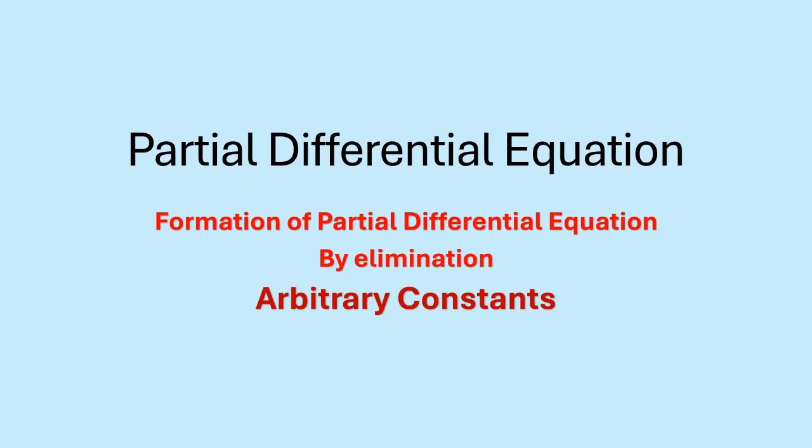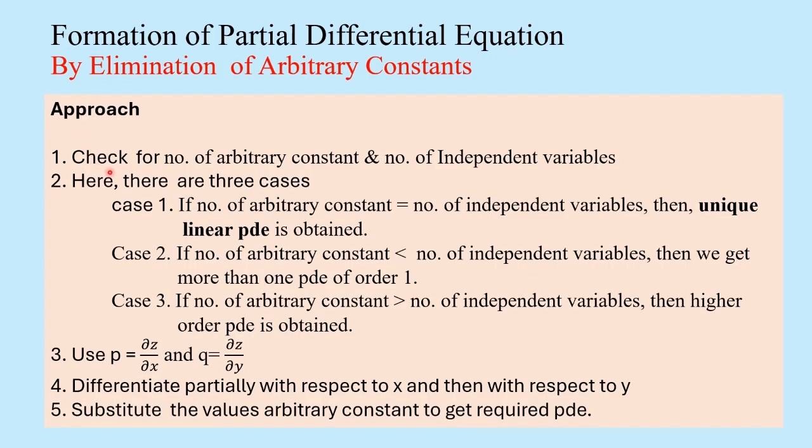Today's session is about formation of partial differential equation by elimination of arbitrary constants. Approach: first we have to check the number of arbitrary constants and the number of independent variables. If both are equal, then we get a unique linear PDE. If the number of arbitrary constants is less than the number of independent variables, then we get more than one partial differential equation of order 1. If the number of arbitrary constants is more than the number of independent variables, then a higher order PDE is obtained.